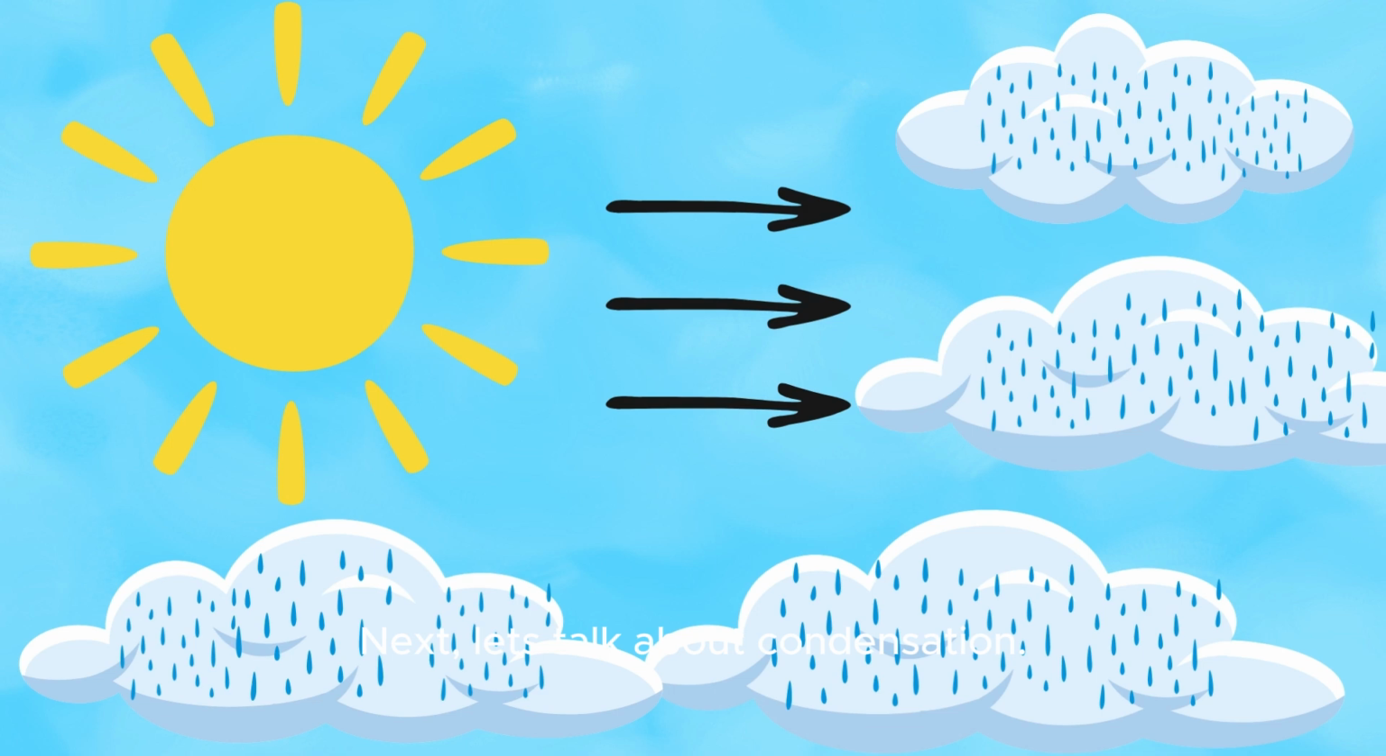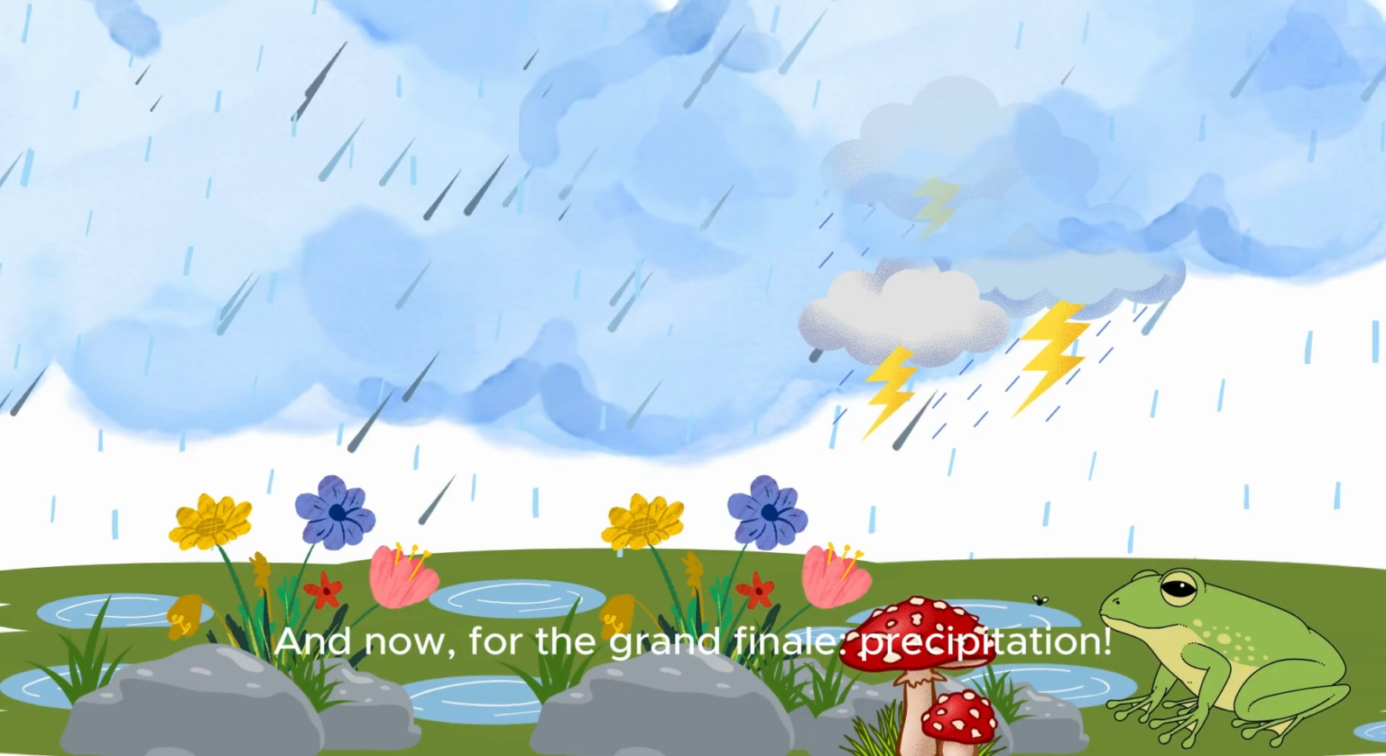Next, let's talk about condensation. Once those water droplets are up in the sky, they get together to form clouds. It's like a big water droplet party. As the air cools, these water droplets stick together to form clouds. That's condensation. And now for the grand finale, precipitation.